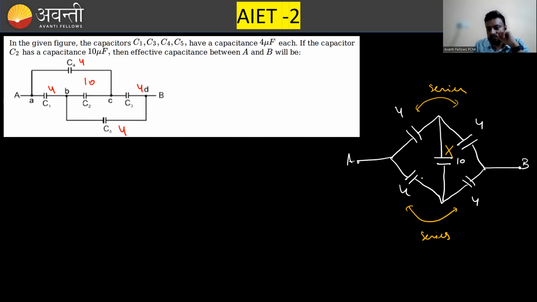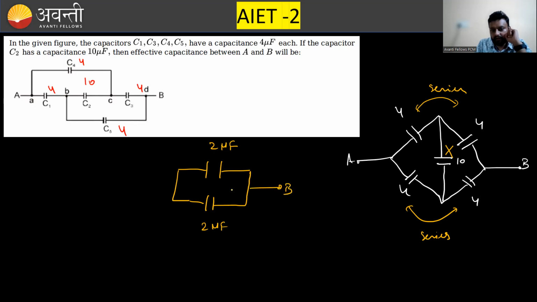If these two are in series, they will have an equivalent capacitance of 2 microfarad. Clear? And for these bottom two, there will be another equivalent capacitance of 2 microfarad. This is point B, this is point A. Now they are again in parallel, so the equivalent capacitance will be 2 plus 2, 4 microfarad. So 4 microfarad will be the final answer. Very simple question, simple Wheatstone bridge, nothing else.